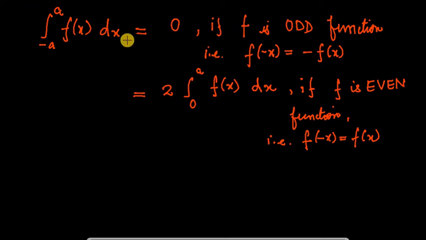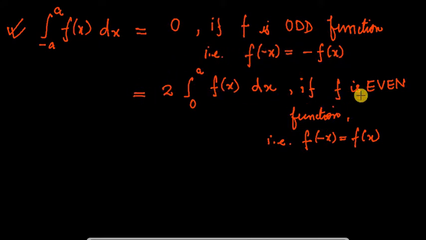Now we have to see another property of definite integral, which is this property. The integration of f(x) within limits minus a to a dx is equal to 0 if the function f is an odd function. Now what do we mean by odd function? By odd function we mean that this condition needs to be true: f of minus x should be equal to minus f of x. This is the condition for an odd function.